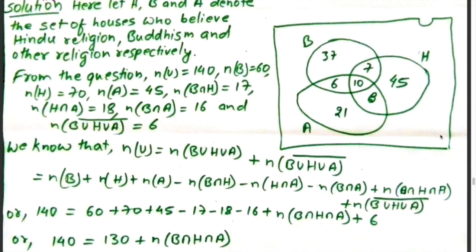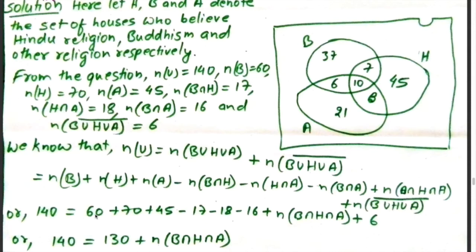We have the Venn diagram here, a big rectangular box denoting n(U), the universal set, the first circle denoting n(B), the second circle n(H), and the third circle n(A). From the formula we can also find more of the values. Here n(U) equals n(B union H union A) plus n((B union H union A) complement), which equals n(B) plus n(H) plus n(A) minus n(B intersection H) minus n(H intersection A) minus n(B intersection A) plus n(B intersection H intersection A) plus n((B union H union A) complement). We have n(U) equal to 140, and this shall be expanded in simple steps.